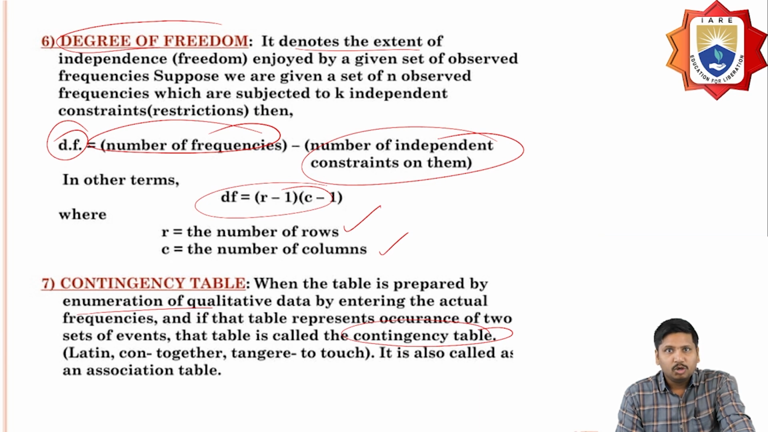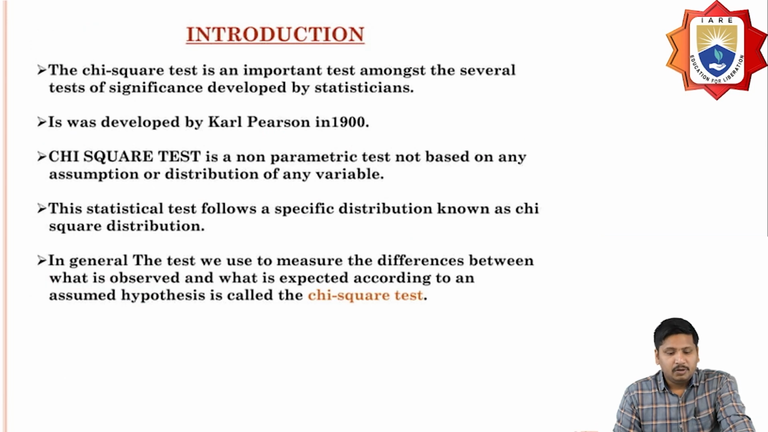When the table is prepared by enumeration of qualitative data, by entering the actual frequencies, and if the table represents the occurrence of two sets of events, then it is called a contingency table. Once you know all these terms, we can see what the chi-square test and the t-test are.